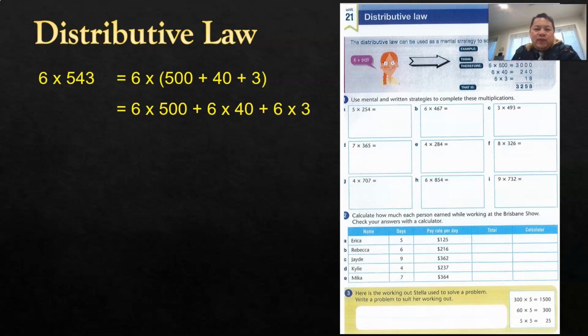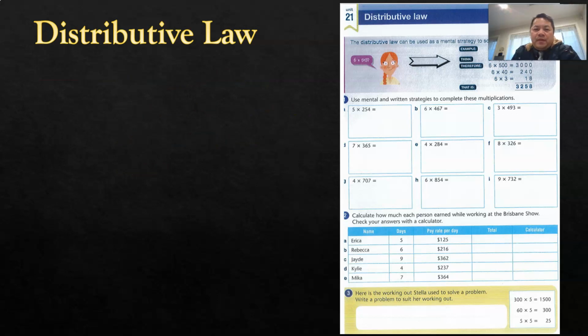So you get 6 times 500 plus 6 times 40 plus 6 times 3. And I get the three answers, I add them together to get 3,258. So this is called the distributive law. I'll give you another example.